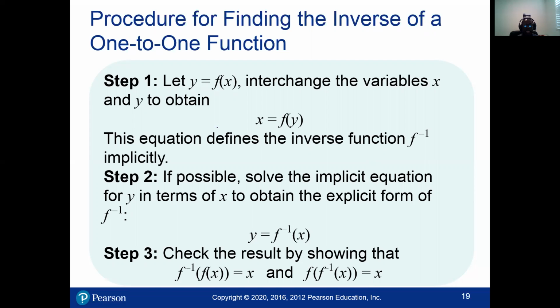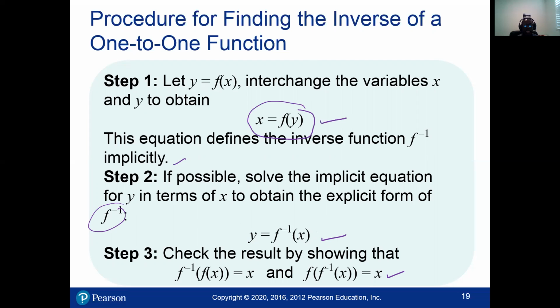Step 1, you let y equal to f of x, or the function that is given, and then interchange the variables x and y in that equation to obtain x is equal to f of y. This equation defines the inverse function implicitly. Then step 2, if possible, we solve the equation for y to obtain the inverse function. And so y is equal to f inverse of x. And then we verify, just like we did in the previous example.